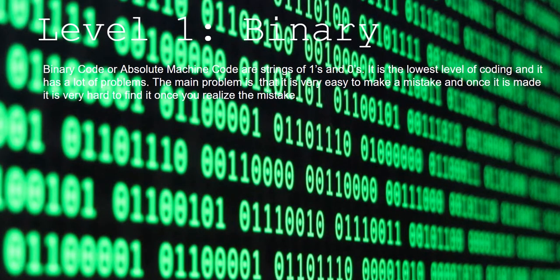Level 1. Binary. Binary code or absolute machine code are strings of ones and zeros. It is the lowest level of coding and it has a lot of problems. The main problem is that it is very easy to make a mistake, and once it is made, it is very hard to find it once you realize the mistake.